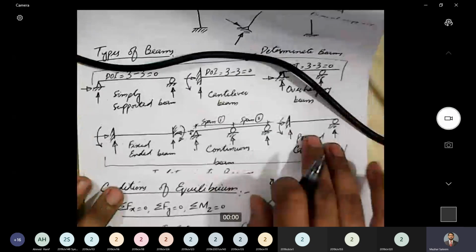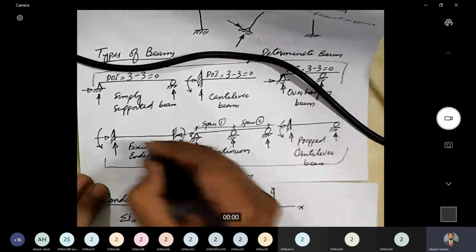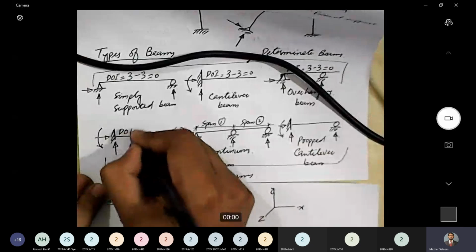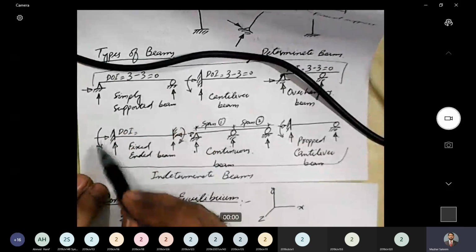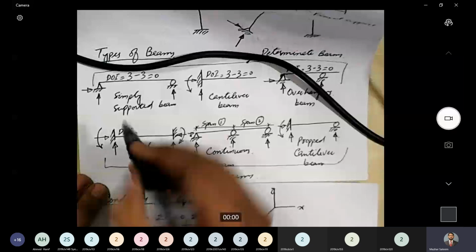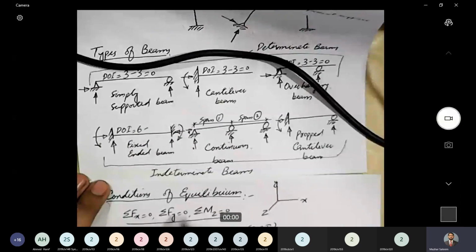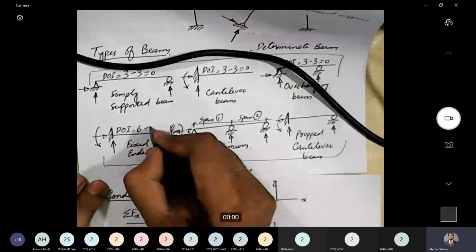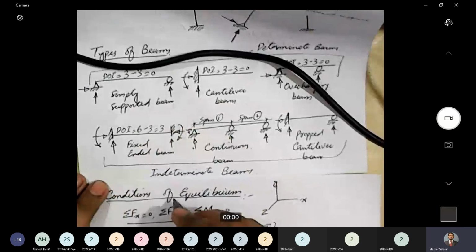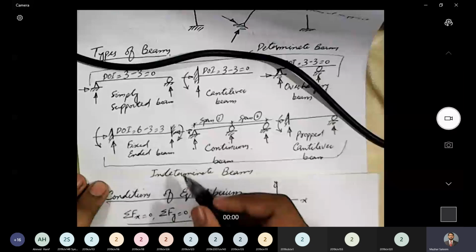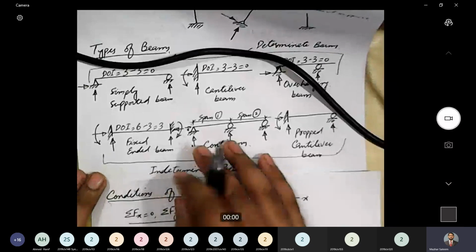Next, let's come to this group, which is the group of indeterminate beams. Degree of indeterminacy: how many unknowns are there? 1, 2, 3, 4, 5, 6. How many equations of equilibrium are there? 1, 2, 3. So what is the degree of indeterminacy? 3. Okay. Now, what does degree of indeterminacy actually tell us?